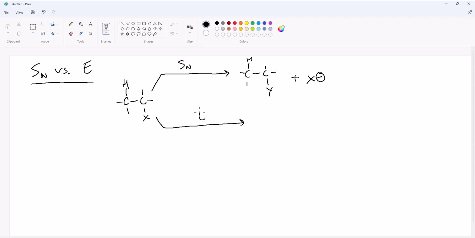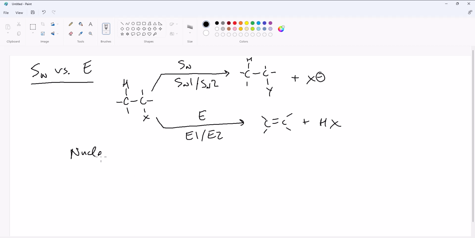Or we can choose the elimination path, and we can lose an equivalent of HX, form the alkene, and go through a totally different mechanism, totally different set of reactivities from nucleophilic substitution. So the question becomes, how do we choose, given a set of reaction conditions, whether we're going to do a nucleophilic substitution, whether that be SN1 or SN2, or are we going to do an E1 versus an E2 elimination pathway? And it really comes down to a couple different things.